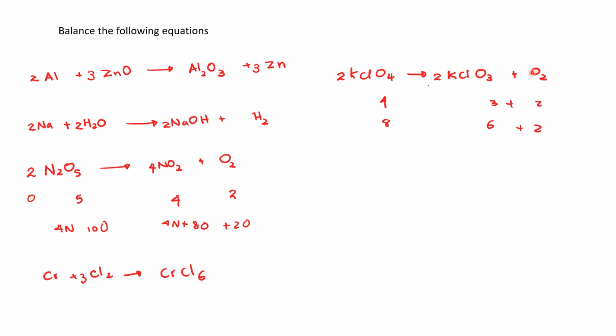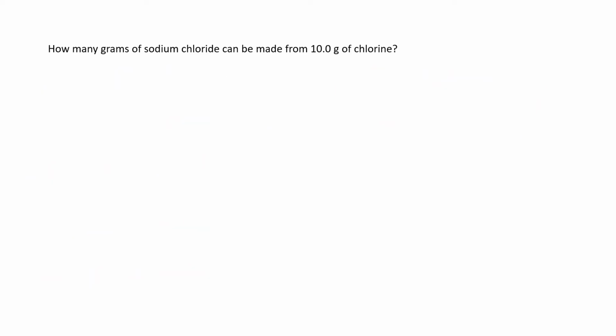So let's count the whole equation. 2 potassiums, 2 potassiums, 2 chlorines, 2 chlorines, 8 oxygens, and then in this side 6 plus 2, 8 oxygens. Now you know how to balance the equations. Let's do some calculations using stoichiometry. How many grams of sodium chloride can be made from 10 grams of chlorine?